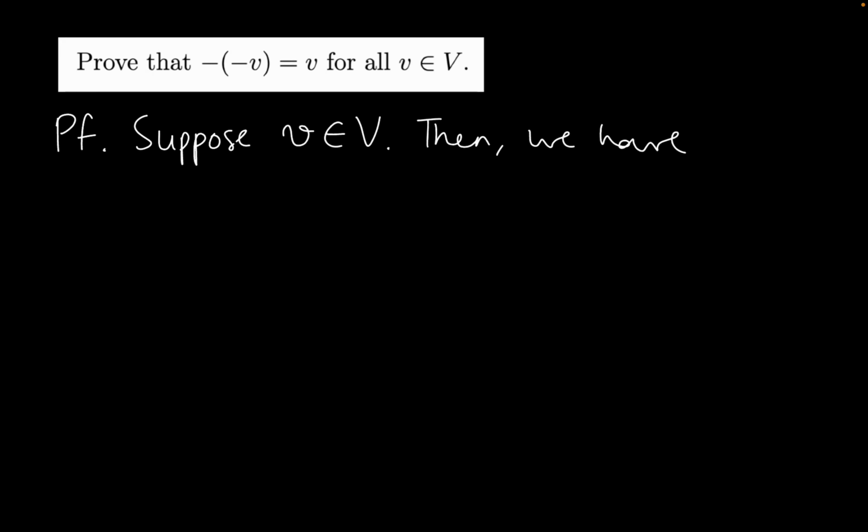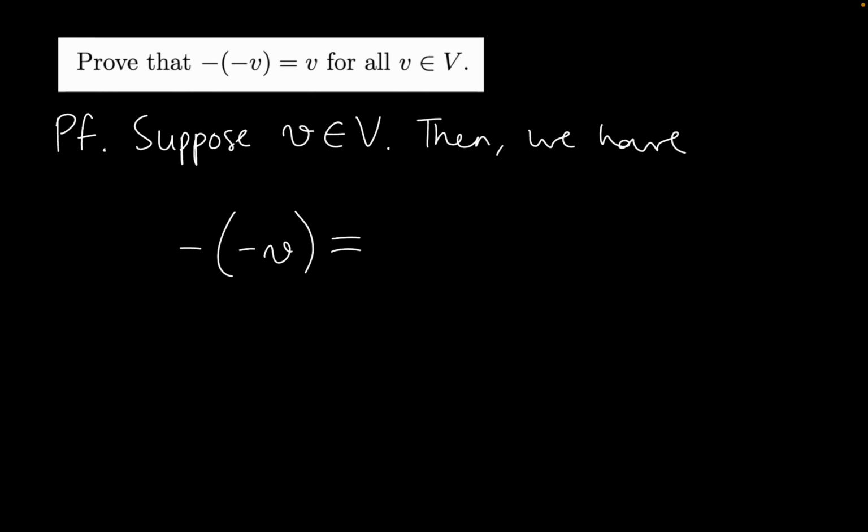So we're going to say, suppose V is in V. Sorry, suppose V is a vector in the vector space, or V is an element of V. Then let's start with negative of negative V on the left hand side, because we want to prove that it's equal to something else, which in this case happens to be V.